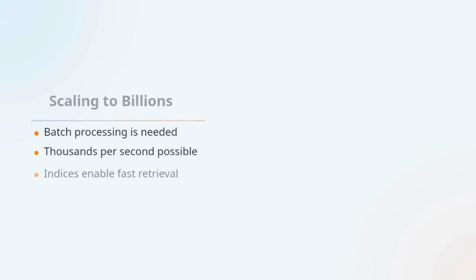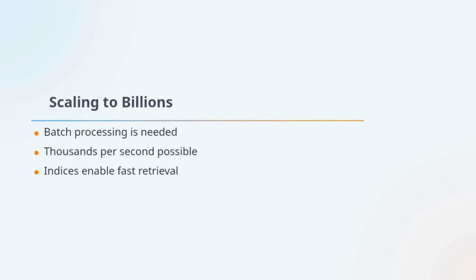Once embeddings are generated, the system must scale. Large batch jobs with tools like Spark or PySpark can encode huge datasets efficiently. Modern models can process thousands of samples per second, and indexing structures make later retrieval fast enough for real-world systems handling millions or even billions of items.